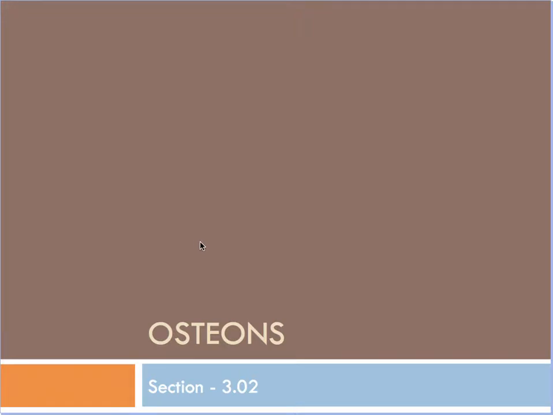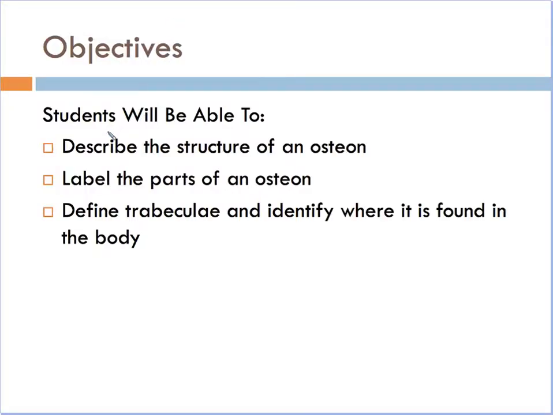Today we're going to talk about what are known as osteons. So at the end of today's video, you will be able to describe the structure of an osteon and label the different parts. You'll also be able to define trabeculae and identify where it's found in the body, which we kind of did in the last video, but we'll do that again today.